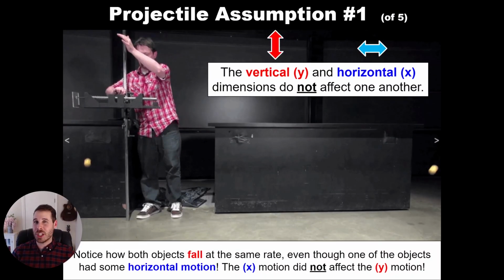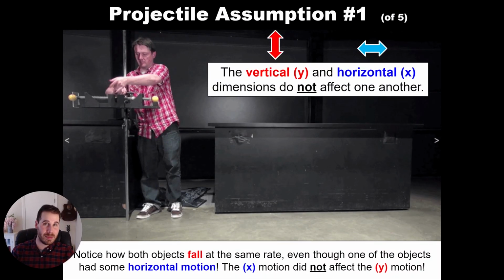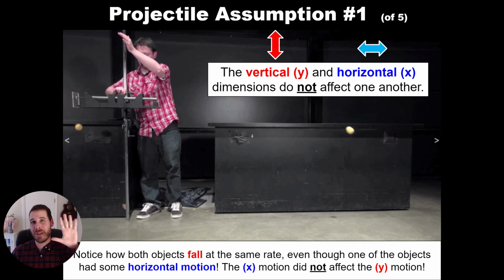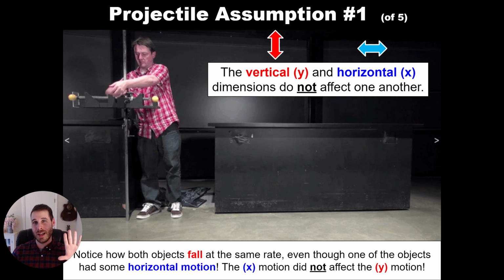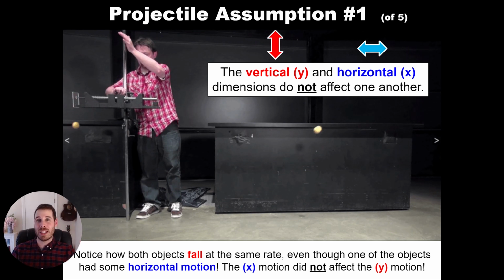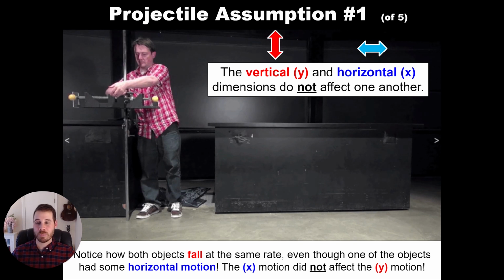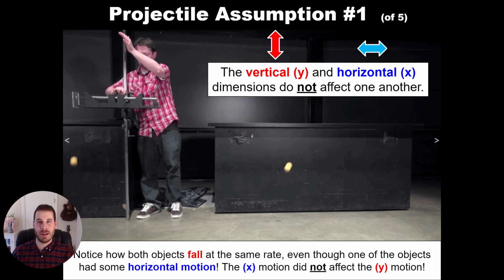Now, there's a lot of things you'll need to know about projectiles in order to solve problems with them. So there are 5 assumptions that we're going to make about projectile motion. And then when we're solving problems, we can rely back on these assumptions to help make solving those problems a little bit simpler. So here's projectile assumption number 1.